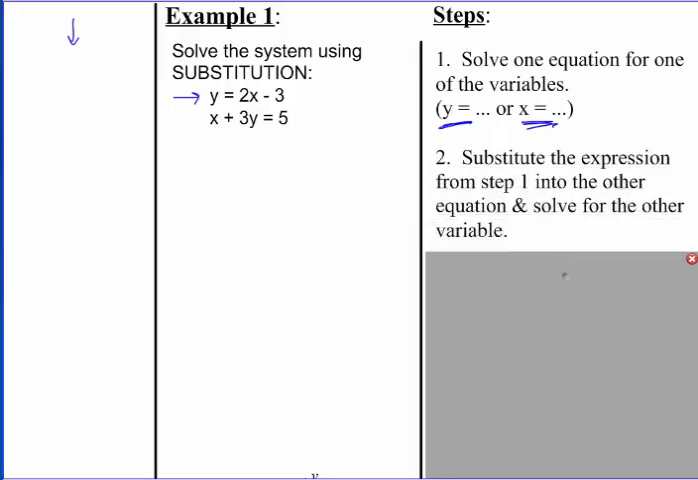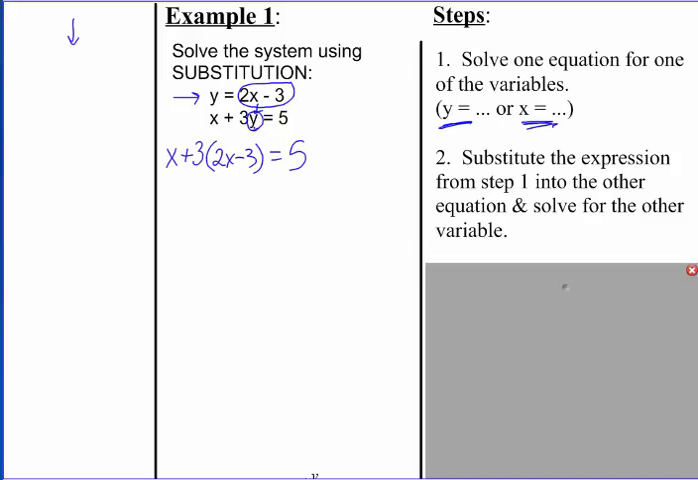The next step is to actually substitute. You substitute the expression from step 1 into the other equation, and then you solve for the other variable. That means you take this expression, because that's what's equal to y, and plug it into the other equation for the y variable. It has to go in the other equation. So if I write that out, I have x plus 3 times, instead of the y, you write the 2x minus 3, because y and 2x minus 3 are equal to each other. They're the same thing, so I replace it, equals 5. That's where substitution gets its name, where you're plugging one equation into the other.